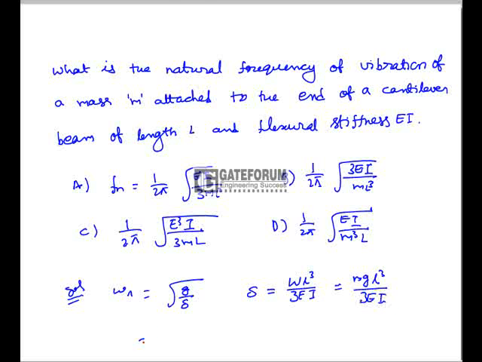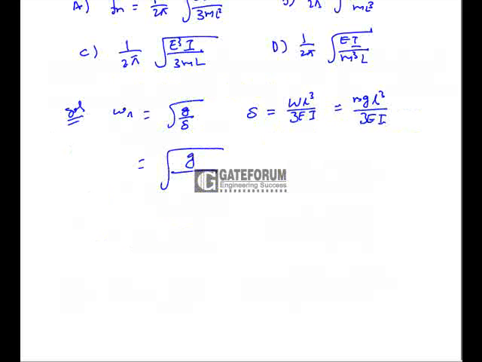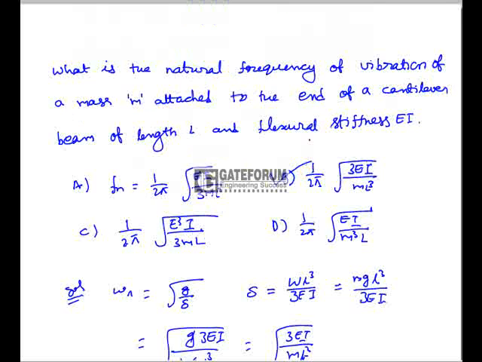Now substitute this delta value, mg L cube by 3EI, in the given equation, so that it is equal to root of 3EI by m L cube. So here the natural frequency is 1 by 2 pi root of 3EI by m L cube. So in the options, the right option is B.